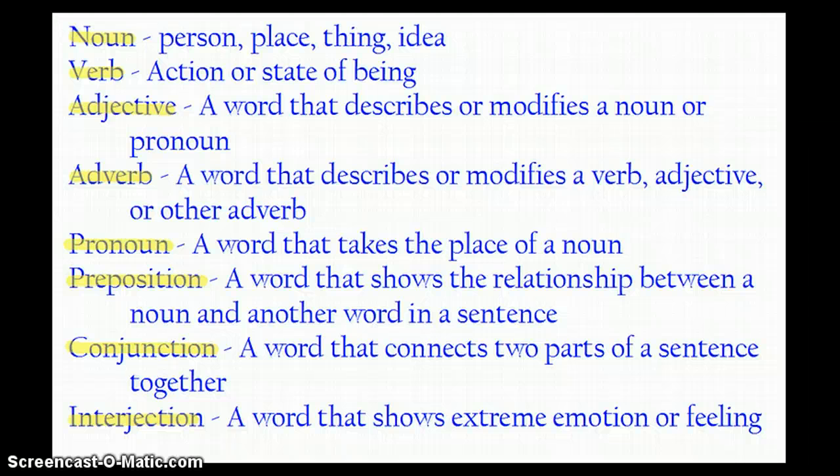So just as a review of what they are, remember nouns are a person, place, thing, or idea. A verb is an action or a state of being. Adjective, a word that describes or modifies a noun or a pronoun. Adverbs describe or modify verbs, adjectives, or other adverbs. Pronouns take the place of nouns. Prepositions show a relationship between a noun and another word in a sentence. Conjunctions connect two parts of a sentence together. Interjections show extreme emotion or feeling.